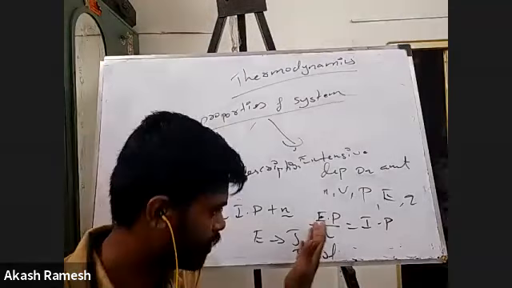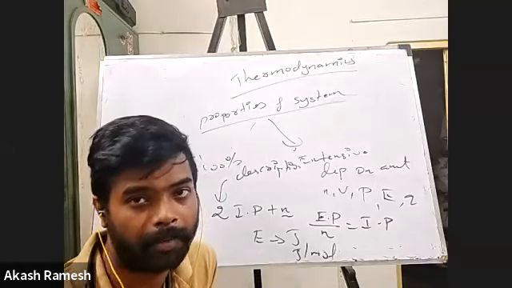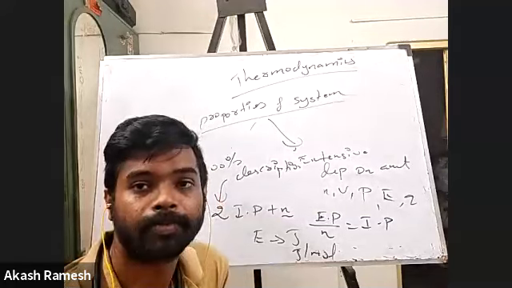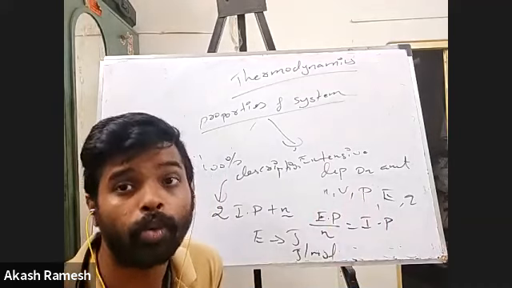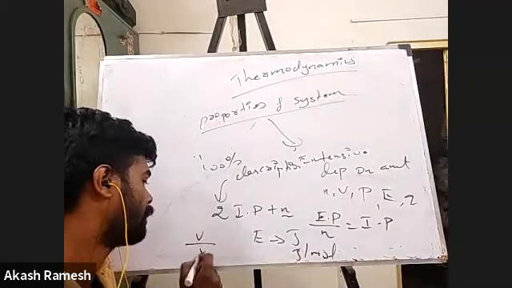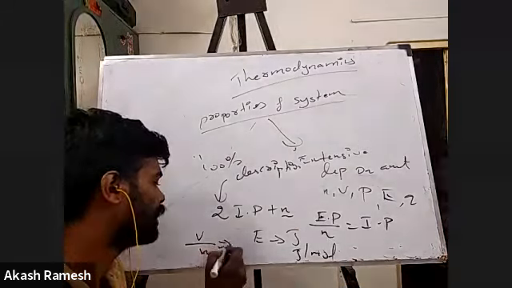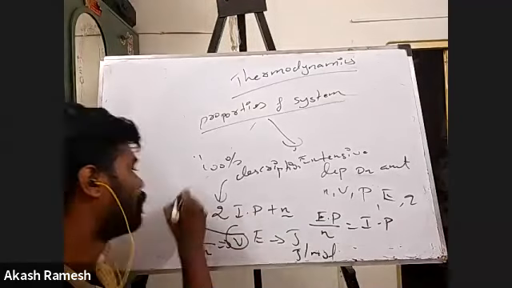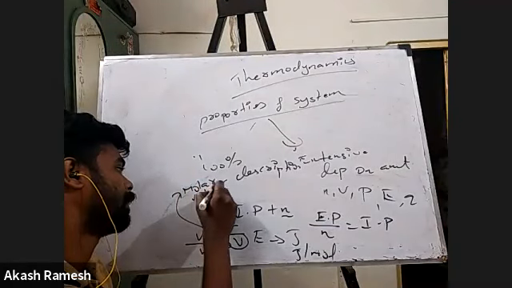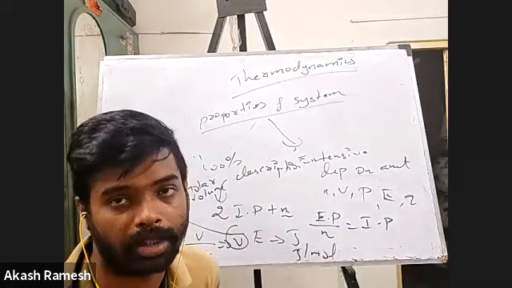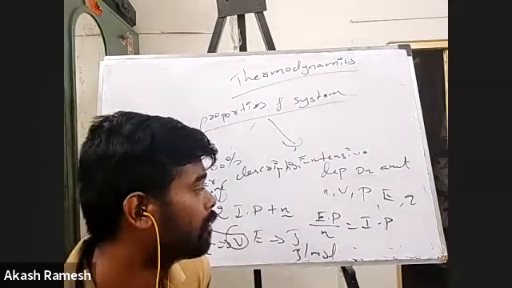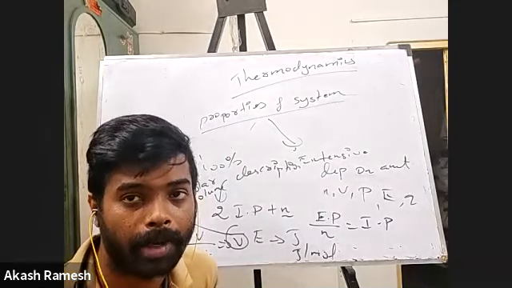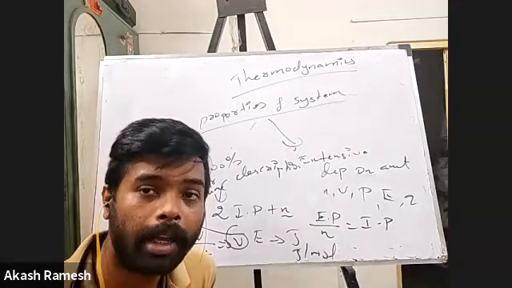What is the reason? Energy is an extensive property. If I divide it by the number of moles, if I make it per mole, then it becomes an intensive property. Same way I can do with volume. Volume is an extensive property. If I divide volume by the number of moles, you get V bar, which is nothing but molar volume, the volume of 1 mole of the substance, or volume per mole. Like this, you can convert any extensive property into an intensive property by dividing it by the number of moles.